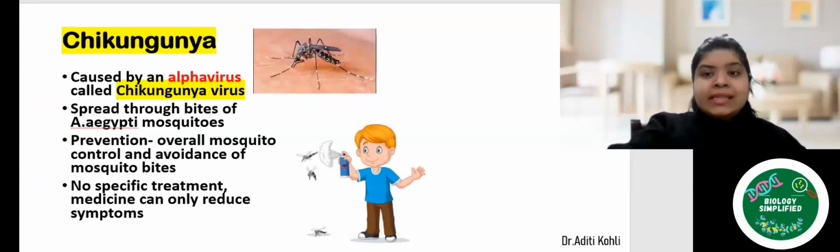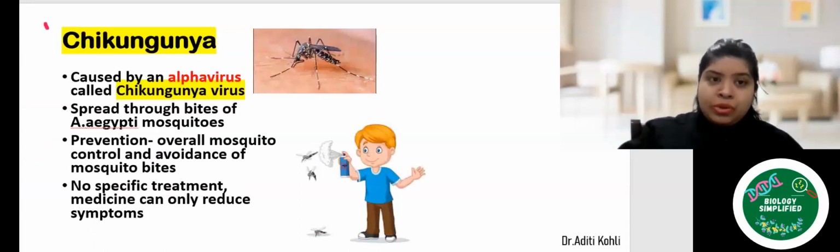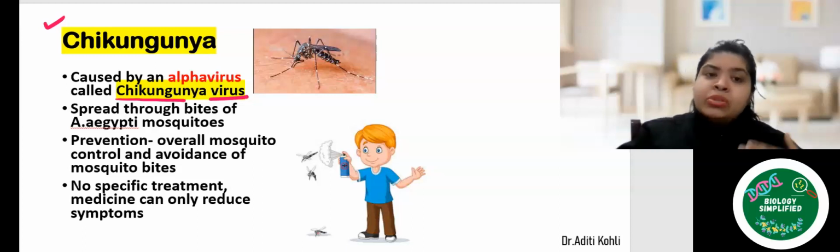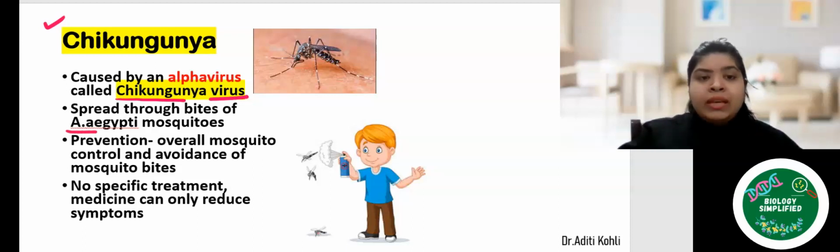Then the next disease that we are going to talk about today is chikungunya. This is the third viral infection for today. It is caused by the alphavirus, which is also called the chikungunya virus. This also spreads through the bite of the Aedes aegypti mosquito. So chikungunya is also spread to people by the bite of an infected mosquito.